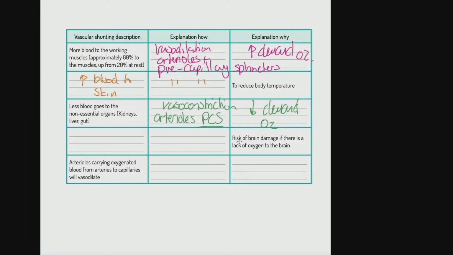Let's keep going. We've got here risk of brain damage if there's a lack of oxygen to the brain. So we've got total blood flow to brain maintained. Now again, it could be a smaller proportion, but we've got the same quantity in total, so therefore we've got a smaller percentage of cardiac output. That's what Q represents, but it is a bigger cardiac output. So it's a smaller proportion of cardiac output, but the cardiac output is a bigger quantity. Arterioles carrying oxygenated blood from arteries to capillaries will vasodilate. Absolutely agreed.